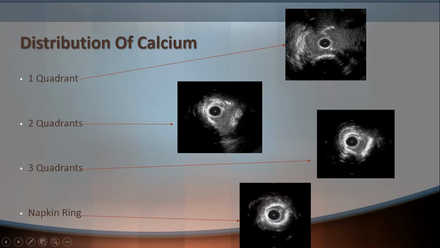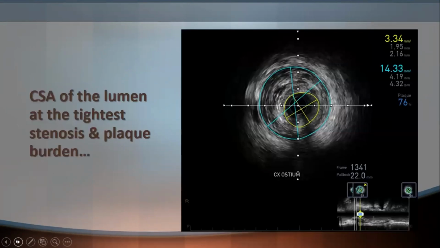If you see that the balloon has no place to expand, like here or here, those are the cases where you need calcium modification. Whereas in these cases, there is calcium, but there is a lot of place for the vessel to expand, and you do not need it.